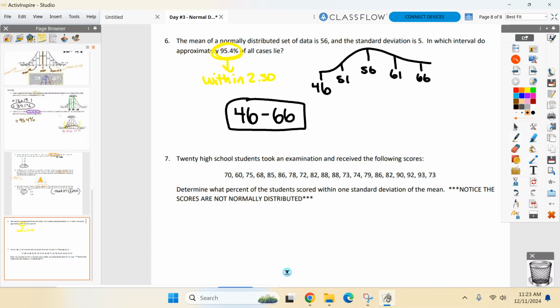Questions, comments? I'm not going to have you do number 7. Don't worry about it. All right, I want you in the mode of using your calculator if you can. All right, so let's go. Use your calculators. Let's start using your calculators.